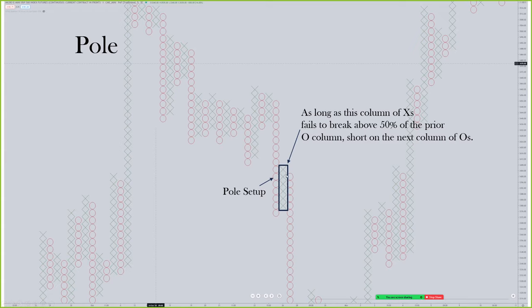And price retraced. Okay, moved up. It had a three-box reversal. It moved higher, but it didn't go 50% of the way. Instead, what did it do? It turned. We had a new column of O's show up. You short again on the three-box reversal.